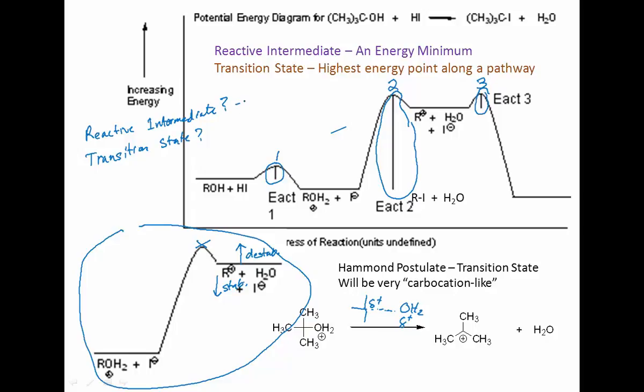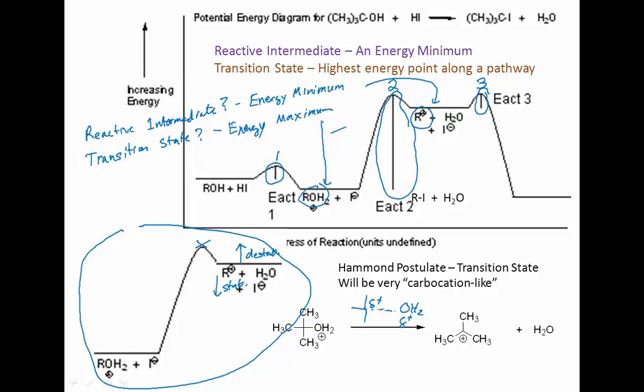Okay, well, a reactive intermediate is what we call an energy minimum. Here's a reactive intermediate, ROH2+. Here's a reactive intermediate, R+. A transition state is at an energy maximum.